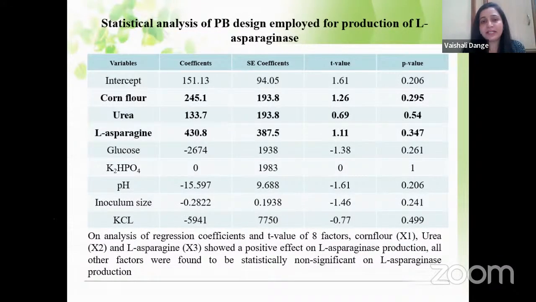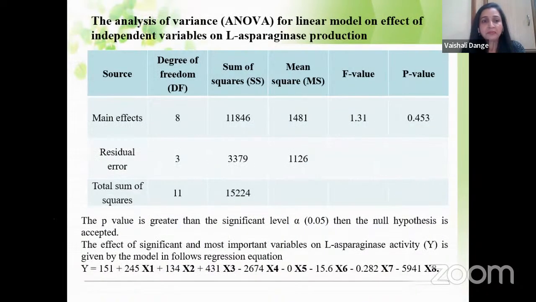Next, this is the statistical analysis. After that, I calculated the t value, p value, and coefficient. Here you can see the different results that I got: corn flour, urea, and L-asparagine. These are the 3 factors which show a positive effect on L-asparaginase production. So this is my conclusion.